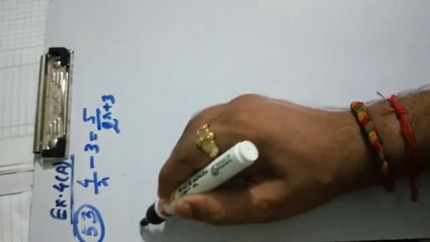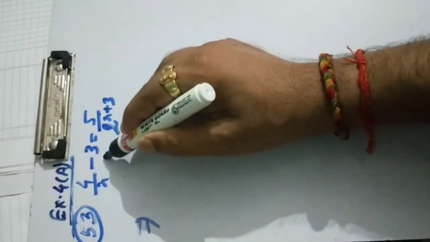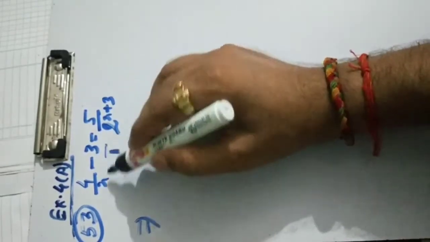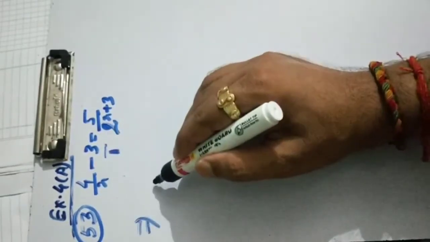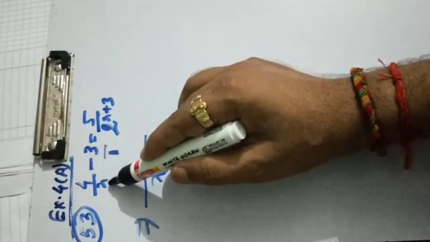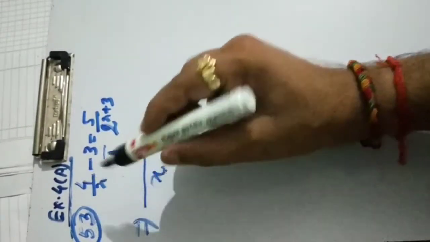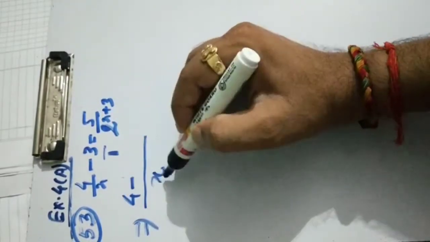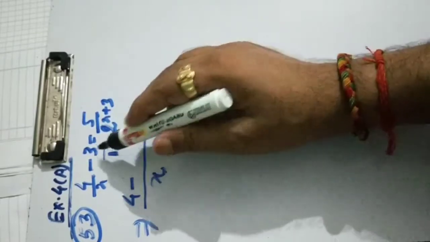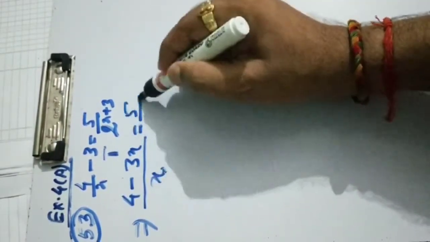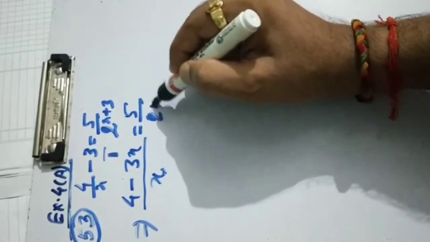Then here in the denominator nothing is there, so 1 is here. Now take the LCM of x and 1. What will be the LCM? The LCM will be x. x divided by x will be equal to 1. 1 multiplied by 4 will be equal to 4, minus x divided by 1 will be x, and x multiplied by 3 will be 3x, is equal to 5 upon 2x plus 3.